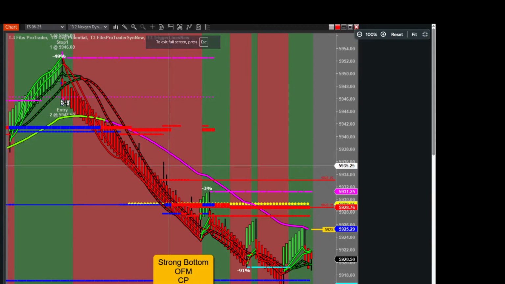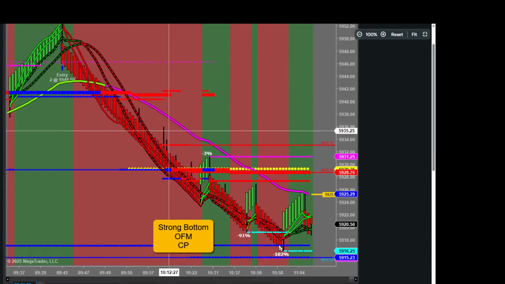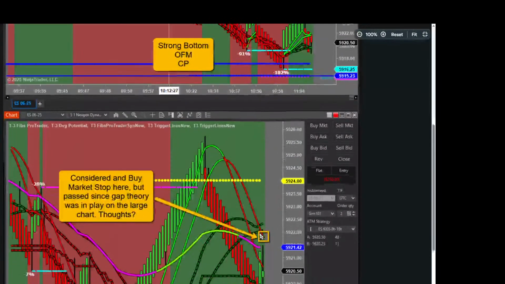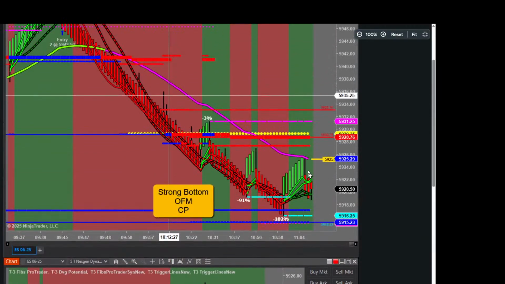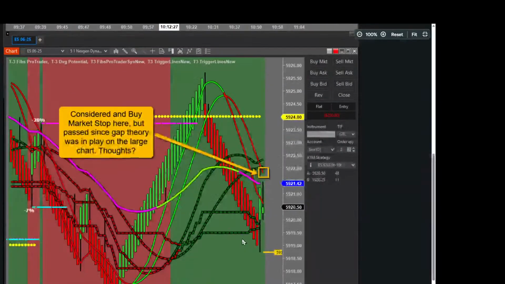Strong triggers, clear path, didn't work. Strong bottom, odds favorable, maybe not. Considered a buy stop market here, but passed since the gap theory was in play on the large charts. I think you have a mid-band behaving as a termination condition because those large triggers were a full bar away. And there is no momentum in flat triggers. If your synthetic triggers are flat, there's no momentum behind that.